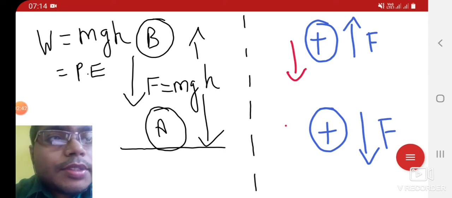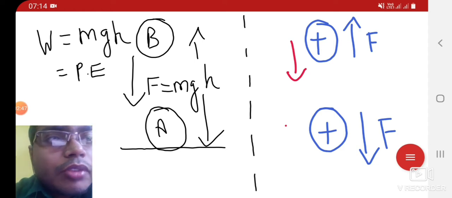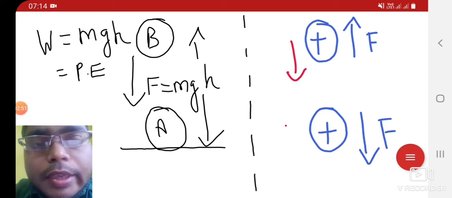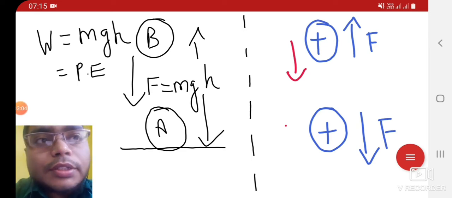So here also you can see that when two charges of similar nature are placed, there will be a force of repulsion. So we have to do some amount of work against the force of repulsion to bring the two objects closer to one another. This work will be stored inside the system as its electrostatic potential energy.